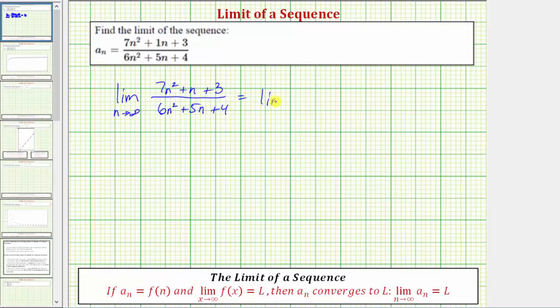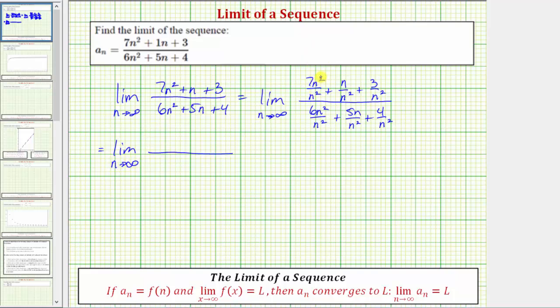This will give us the limit as n approaches infinity of, in the numerator, 7n squared divided by n squared plus n divided by n squared plus 3 divided by n squared. In the denominator we'd have 6n squared divided by n squared plus 5n divided by n squared plus 4 divided by n squared. And now we simplify each fraction.